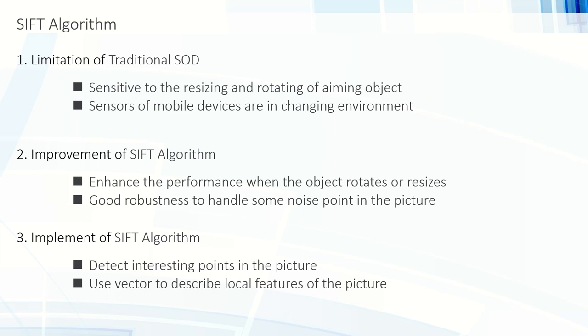What's more, this algorithm tries to describe more local features of the picture. It uses vectors to describe the local features of the picture and stores them. These two mechanisms make this algorithm more robust.